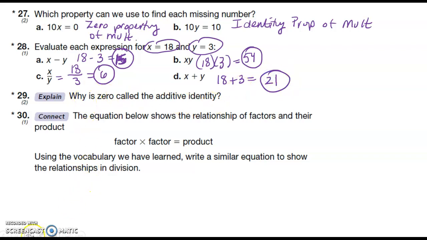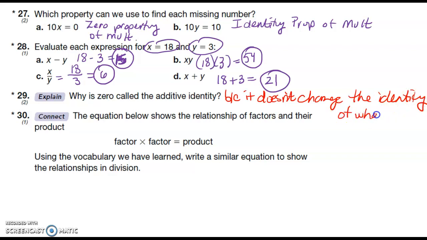Why is 0 called the additive identity? Because it doesn't change the identity of what it's added to. All right, the equation below shows the relationship of factors and their products. Factor times factor equals product. Using the vocabulary we've learned, write a similar equation to show relationships in division.